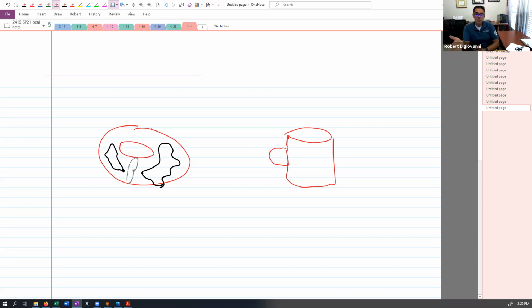The same can be said for that coffee cup, that every path on here could be shrunk down unless your path wraps around the handle. And then you can't shrink it down without cutting through the handle. So mathematically, from a topological perspective, a coffee cup and a donut are mathematically equivalent. So that's where you learn about these things like Mobius Strip, Klein bottles, things like that, is in topology, which is just a fascinating subject.